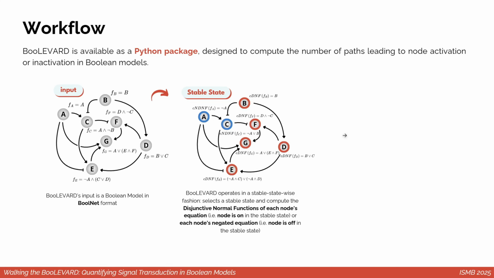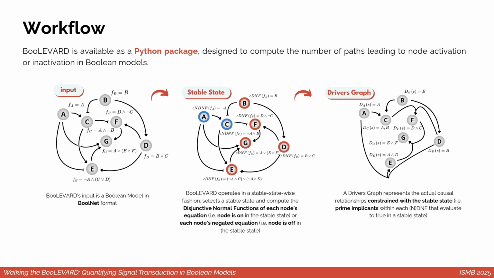The next step involves retrieving the drivers. The conjunctive blocks within a DNF capture all the independent ways a node has to activate or inactivate itself. But since here we're constraining with the stable state, we filter out those ways that do not evaluate to true. Following the same example, in node E we have two potential ways, not A and C, and not A and D. Whereas in this stable state the first one evaluates to false, the second one is true. Therefore, its driver in this stable state is A and D.